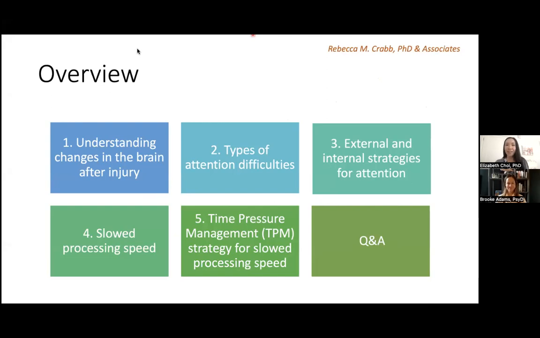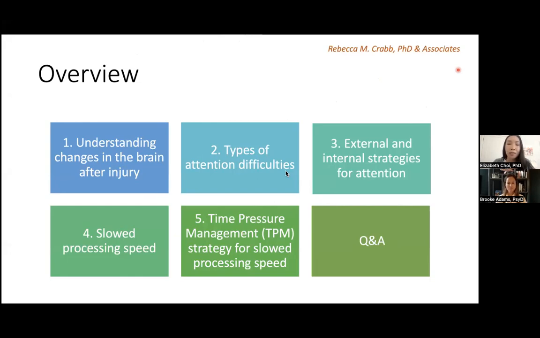All right, so let's start with an overview of the topics that we will cover today. First, we will try to understand the biological changes inside the brain after an injury. Then we want to introduce different types of attention difficulties that one may experience after a brain injury. We want to go over the external and internal strategies that will address attentional inefficiencies.